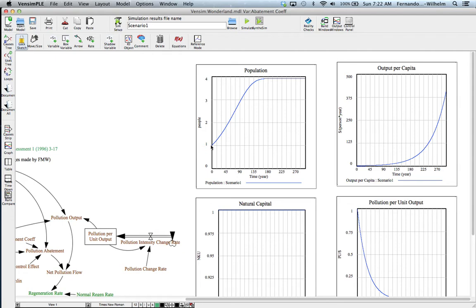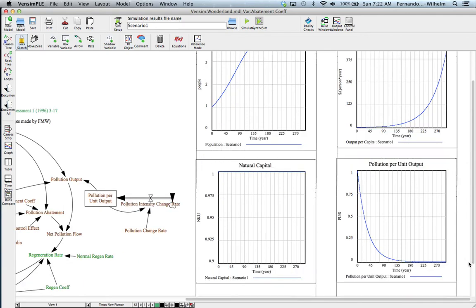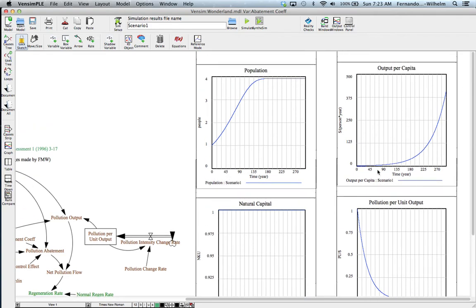Population is increasing from 1 to nearly 4 population units, and the output per capita, Y, shoots up exponentially. If you look, natural capital stays at 1. So again, there's no depletion here, and I think that this is part of the reason why the output can grow so quickly.